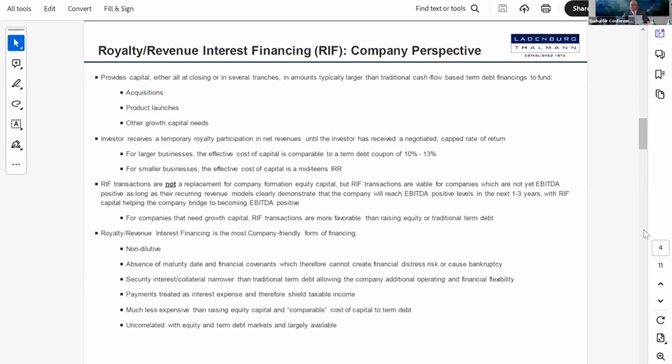This form of financing can be easily used by medical device companies, but the structure should take into consideration that the product life might not be 20 years, but might be shorter because of encroachments into the business by other products. So here I'm going to discuss this form of financing from the company perspective, the issuer perspective, a company that's looking to raise this form of capital.